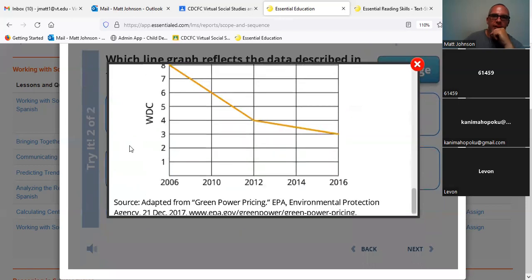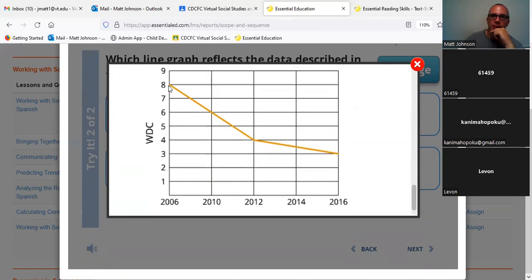And this just has bad data, okay? Because it's incorrect. We started at $9. So that's wrong. $4 in 2012, also wrong, because we could go and look at our data again and know that it was $5 at that point. And it finished at a little under 4, not 3. So it looks like B is going to be our right answer.